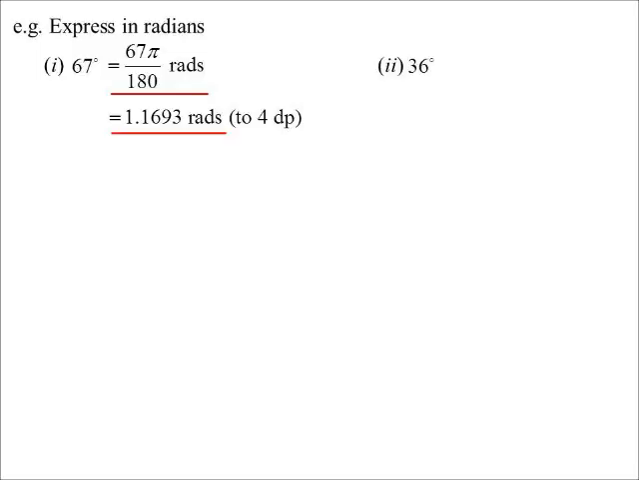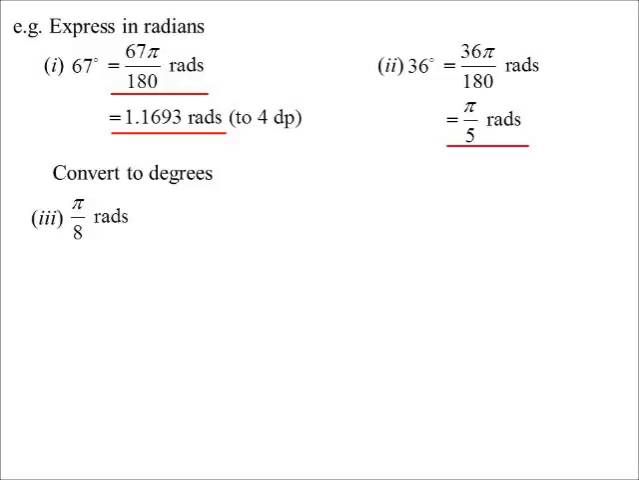So 36 degrees would be 36 pi on 180. That one does cancel. So pi on 5 radians. So to go back the other way, instead of multiplying by pi on 180, multiply by 180 on pi. So pi on 8 radians, the pi's cancel, 22.5 degrees.